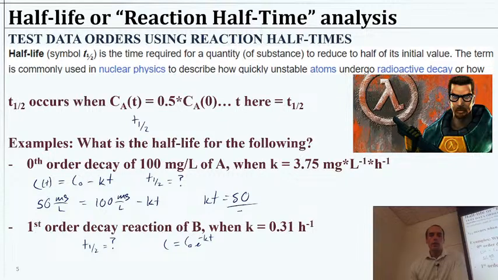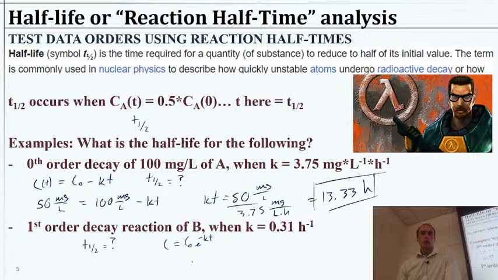We'd take 50 divided by 3.75, and we can probably best leave in the units here. So this will be 3.75 milligrams per liter per hour and 50 milligrams per liter. So that should give us some number of hours. 50 divided by almost 4, 13 point, yeah, exactly what we got. So 13 point, what was it, 33? Okay, hours.